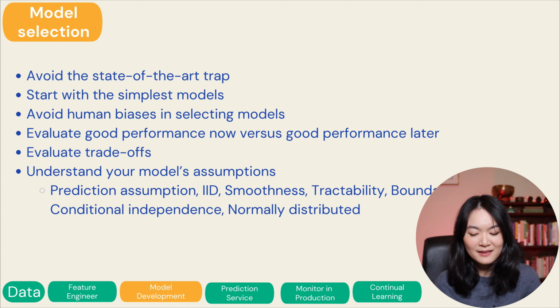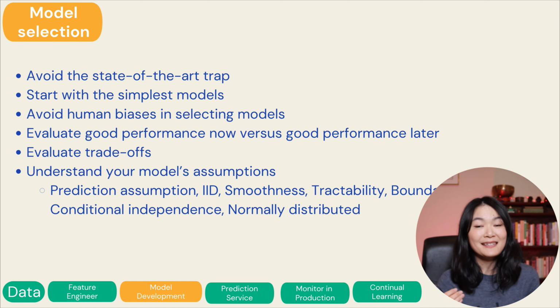Avoid human bias in selecting models. Evaluate good performance now versus good performance later. So when you evaluate models, you might want to take into account their potential for improvements in the near future and how easy or difficult it is to achieve those improvements. Evaluate trade-offs, which include false positive and false negative trade-offs, compute requirement and accuracy trade-off, interpretability and performance trade-off. And finally, understand your model's assumptions.